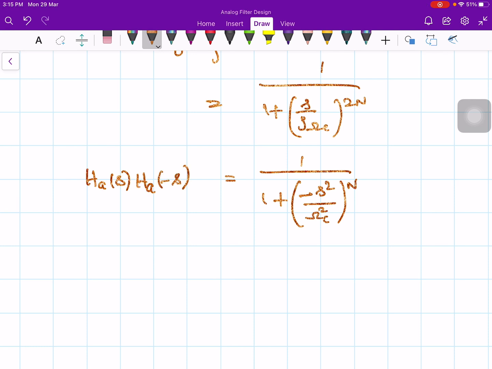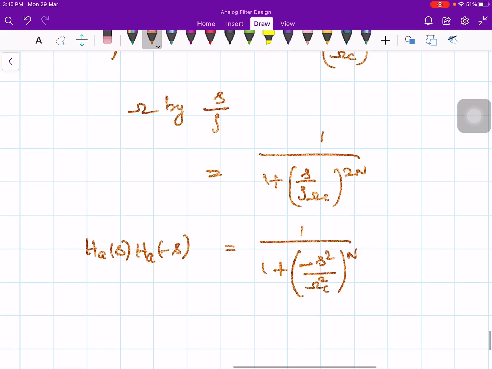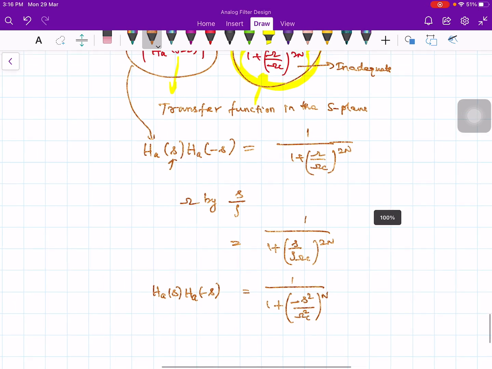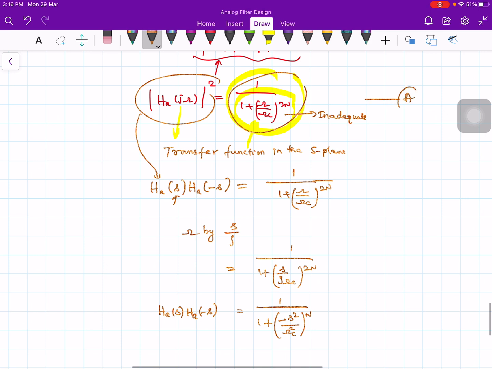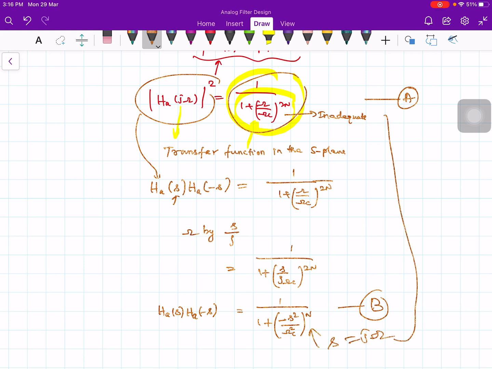It is obvious that, let me call this equation A and this equation B. I can go from equation B to equation A by putting s equal to j omega. If I substitute s equal to j omega, then I can go back to equation A. But going from equation A to equation B is possible only if the function is analytic.